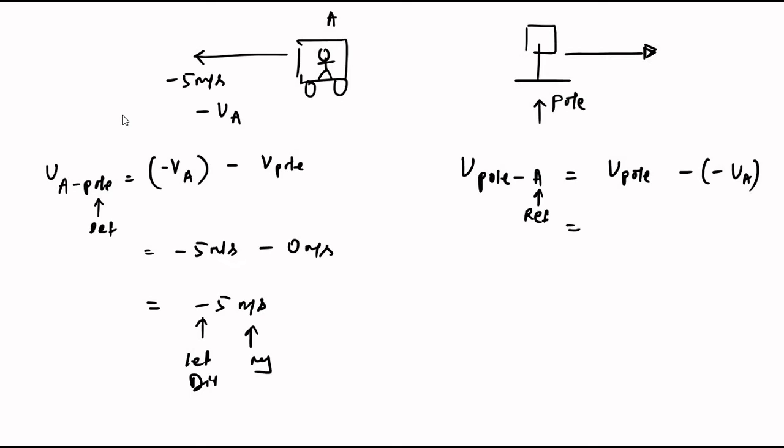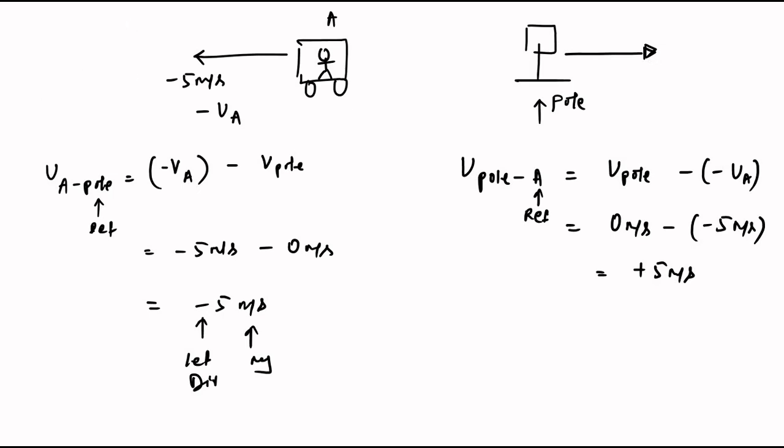For someone sitting inside the car, actually the car is moving away from the pole, but if he or she looks outside the window, it will appear as if the pole is moving away. So that velocity will be minus 5 meters per second, that will be plus 5 meters per second. So this is the relative velocity of the pole with respect to A as the reference. This is the beauty of relative velocity.